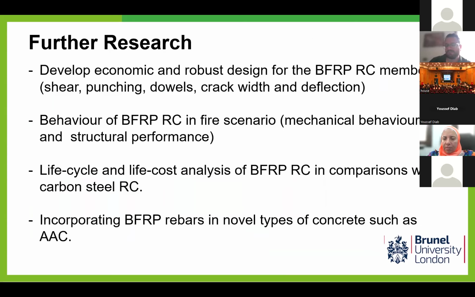For further research, there's a lot we can look at: punching shear, crack width, deflections, life cycle and cost analysis, and also incorporating basalt fiber with other kinds of concrete, like alkali activated concrete.